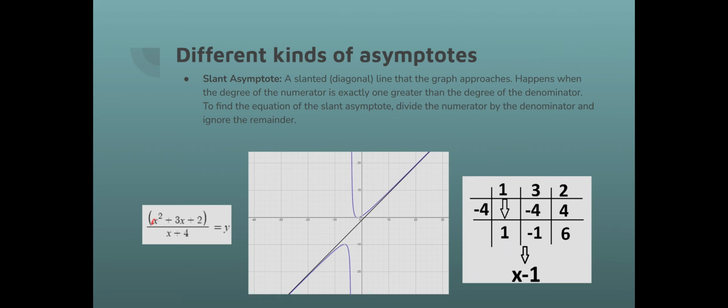Bring down, put 1 here for the coefficient, 3 and a 2. Bring down the 1, and you multiply -4 by 1. By the way, -4 is just the negative version of positive 4. So -4 times 1, that's -4. 3 plus -4 is -1. -4 times -1 is positive 4. And 2 plus 4 is 6. You just ignore the remainder. So you get 1x, which is just x, minus 1. That's the equation of the slant asymptote.